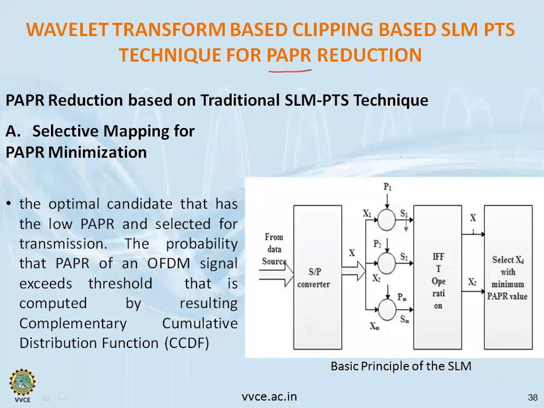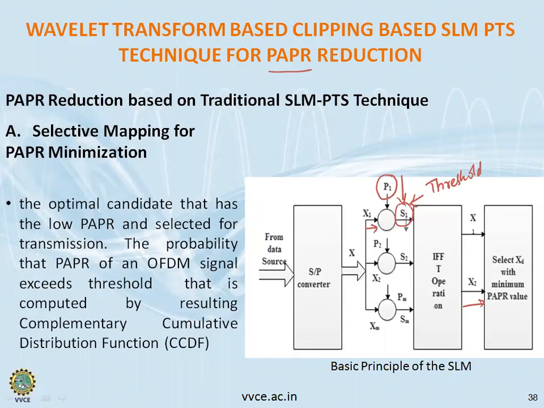The first one is selective mapping. That means we have a signal to be transmitted, which is converted from serial to parallel. That means the signal is converted into a number of segments. Here we have the normalized threshold value, which will be convoluted with the actual signals. Once we convolute the signal with the threshold value, we get the samples. If these samples are within the threshold value, then we can say that the PAPR is within the range. Then we go for the transmission.